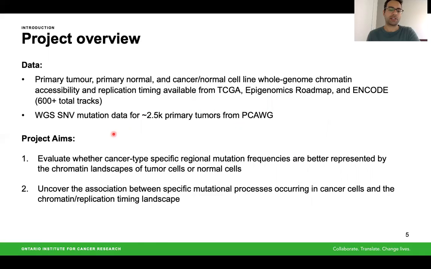And the aims of my project are to first evaluate whether cancer type specific regional mutation frequencies are better represented by the chromatin landscapes of tumor cells or normal cells. And the second aim is to uncover the association between specific mutational processes occurring in cancer cells and the chromatin or replication timing landscape.